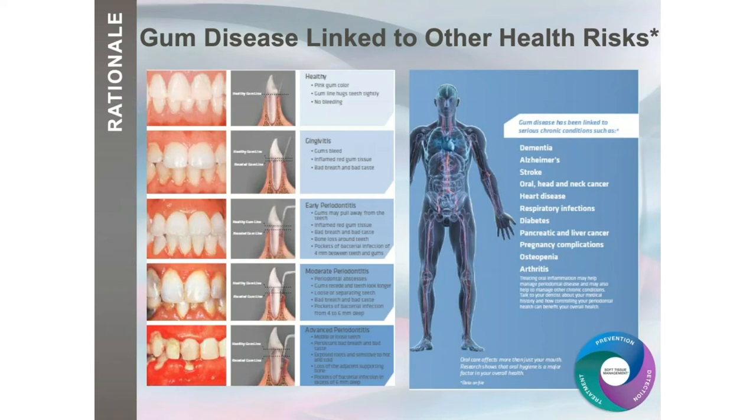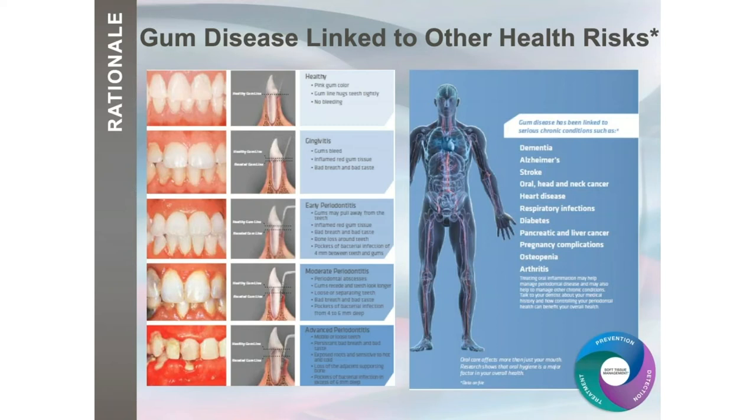But what's great about DenMat and the soft tissue management program is it gives you some literature that you can give your patient and classify your patient. Say, Mrs. Jones, you're in early perio right here. You have diabetes and heart disease. If we don't treat your mouth, then as a result, your systemic illness could get worse, and vice versa.